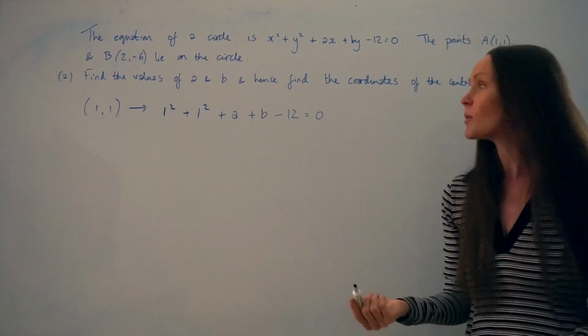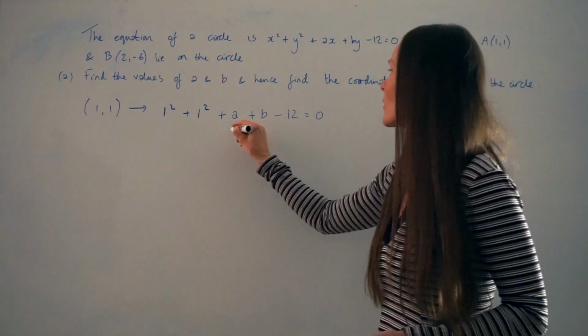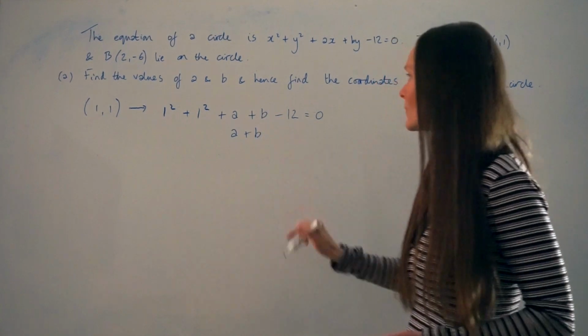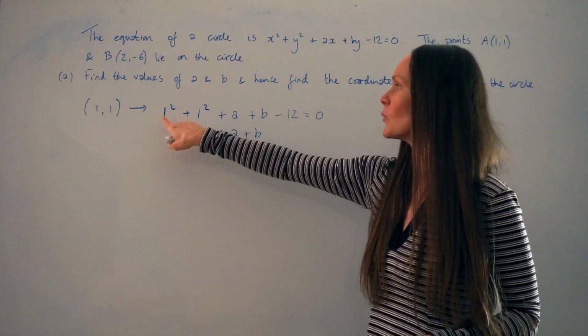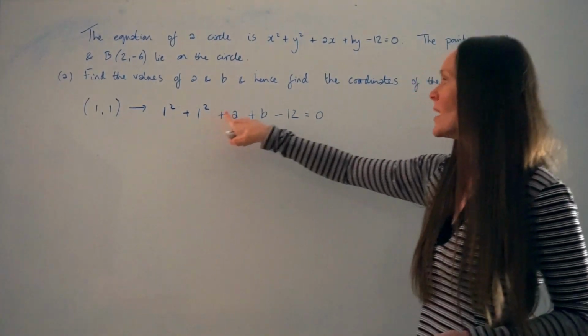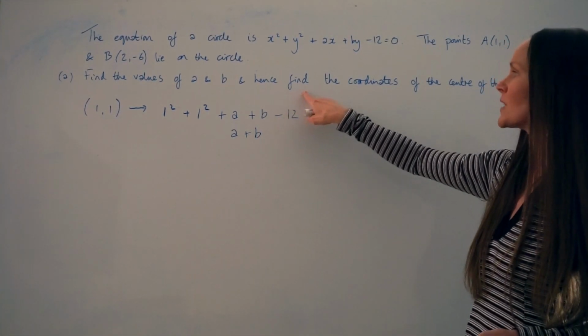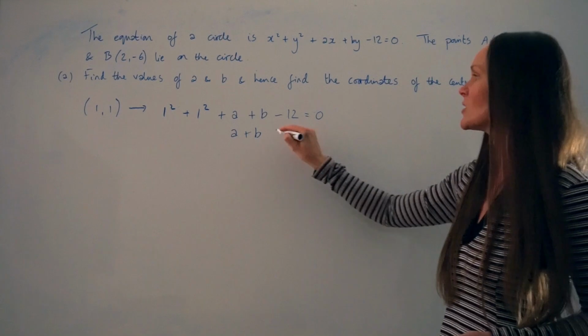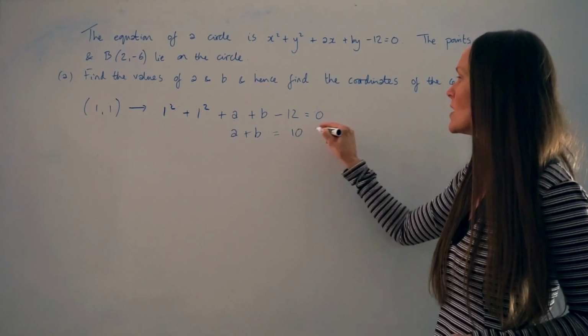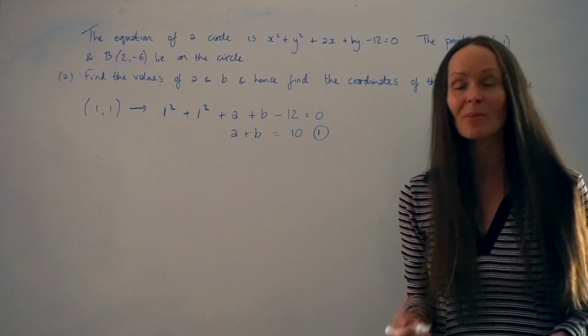Okay, so I'm just going to simplify this equation. So I've got a plus b here. Then 1 squared is 1, so 1 plus 1 is 2. And if I take away 12, I have negative 10. Then if I move the negative 10 over to the other side of the equation, it changes to a positive 10. So this is equation number 1.